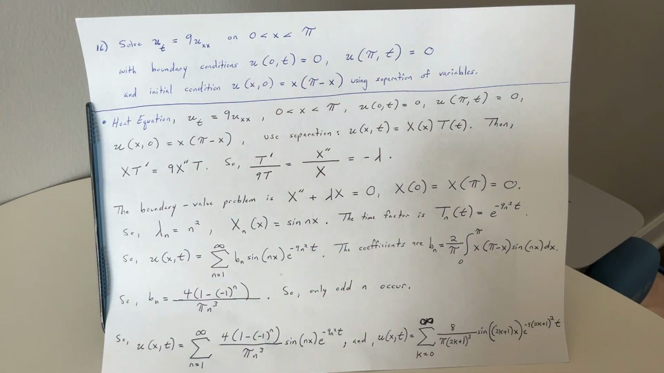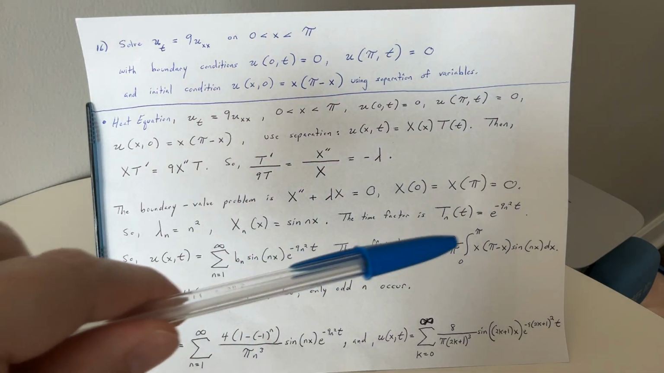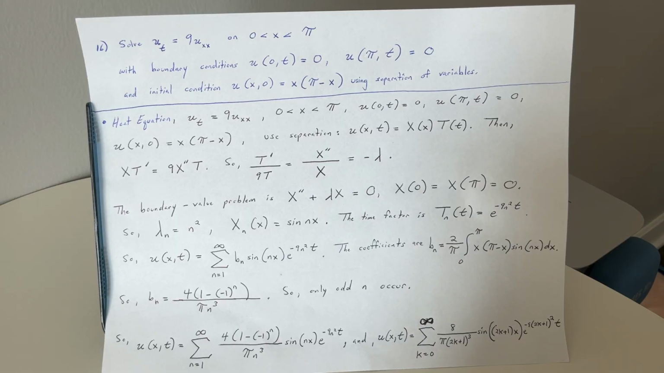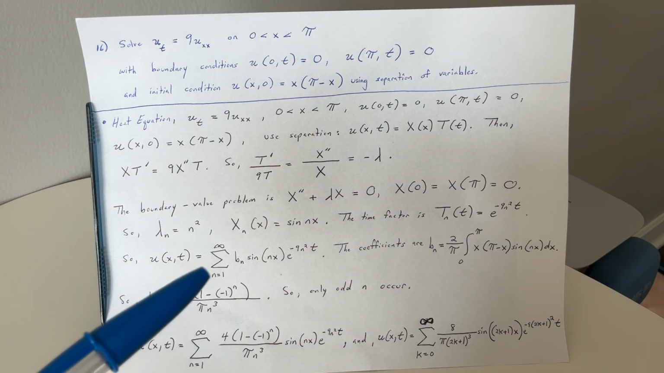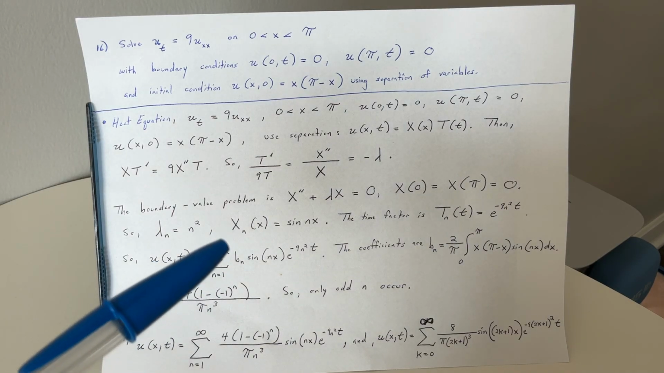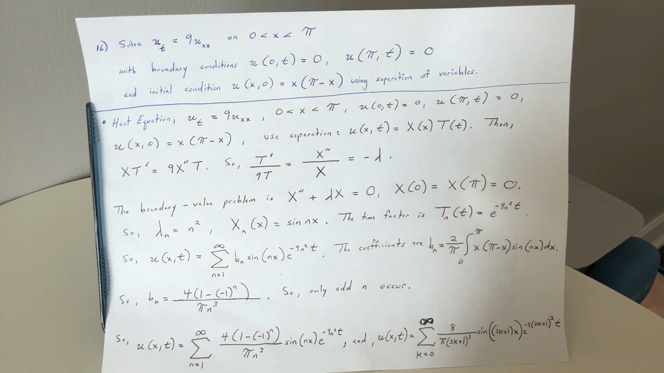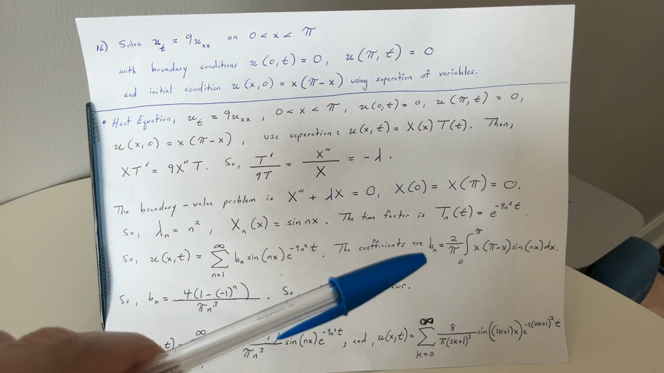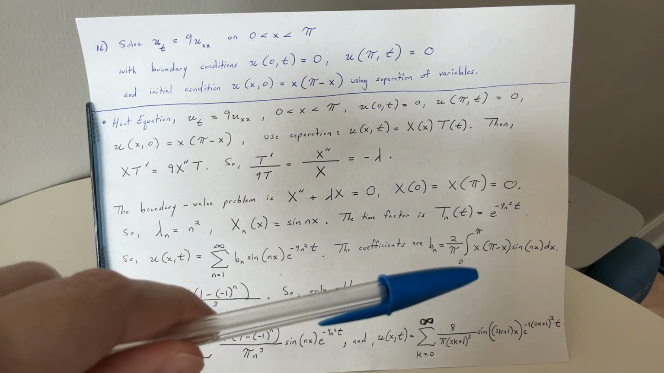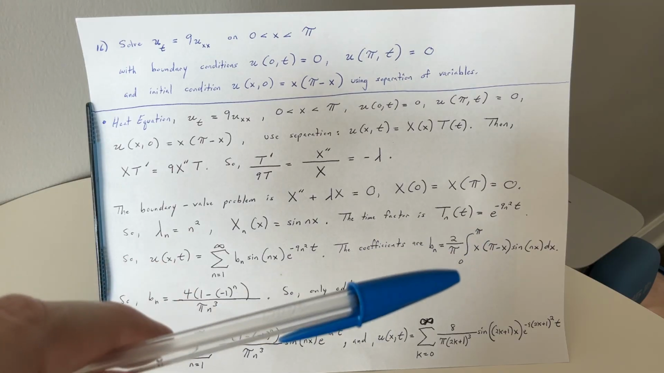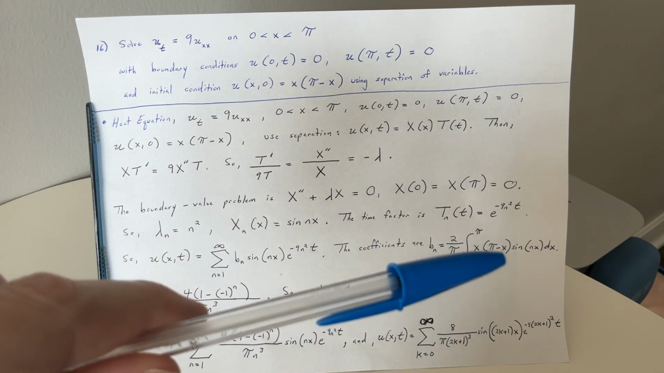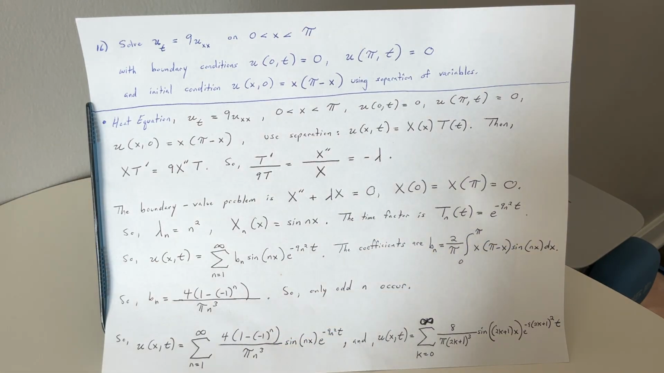And the time factor is capital T sub n of t equals e to the negative 9 n squared t. So u of x,t equals the sum from n equals 1 to infinity, b sub n sine nx e to the negative 9 n squared t. So the coefficients are b sub n equals 2 over pi times this integral from 0 to pi of x(pi minus x) sine of nx dx.